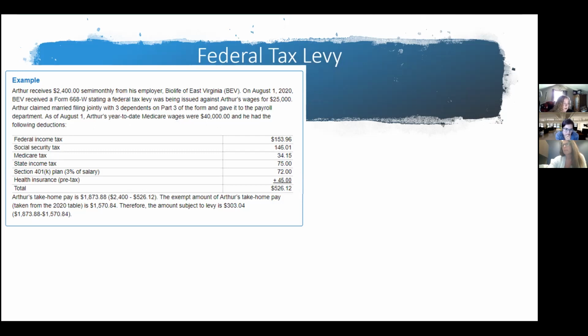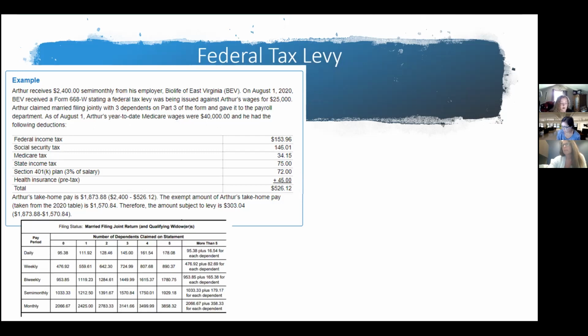So in order to determine his take-home pay, this nice little chart is provided when you receive a federal tax levy, and it tells you the amount that the person is allowed to take home. So this person's paid semi-monthly and they have 3 dependents. So we're going to look at the column where semi-monthly and 3 crisscross, and we get $1,570.84.